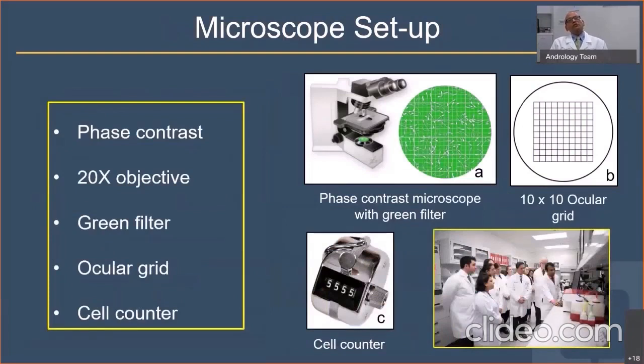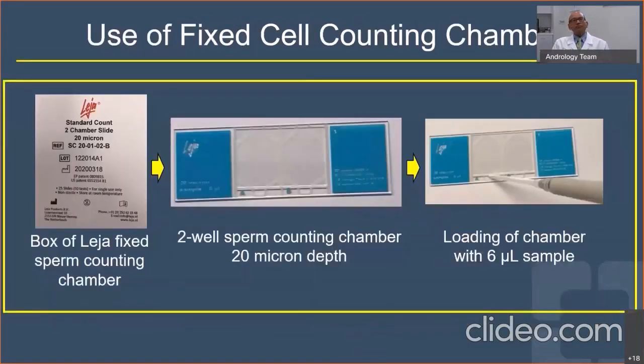The microscope setup is important, and this involves the use of a phase contrast microscope, a 20x objective, and the use of a green filter to increase the contrast because we are not staining the sample. The use of an ocular grid or a 10 by 10 grid is important. It is inserted in the eyepiece so that we can define the boundaries of the cells that we are counting. And the cell counter also is helpful when we are counting the cells. On your right, you can see a picture of our andrology lab. And next slide, please.